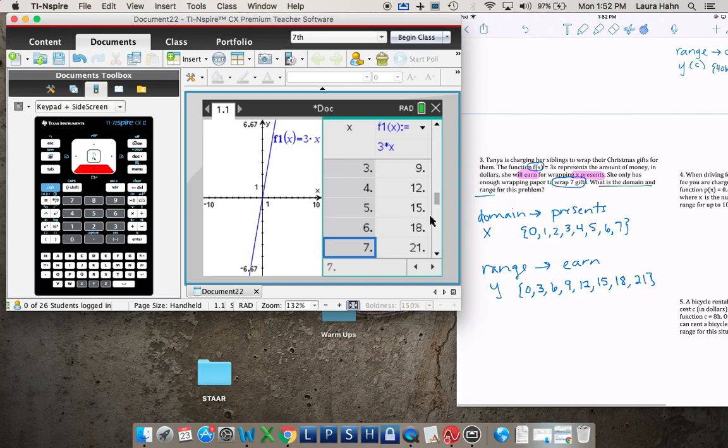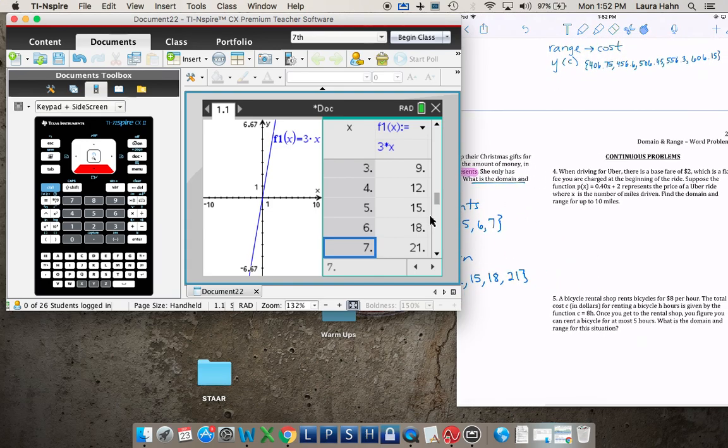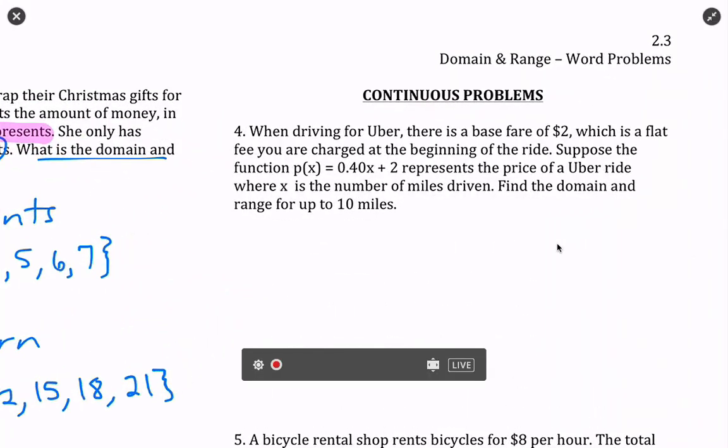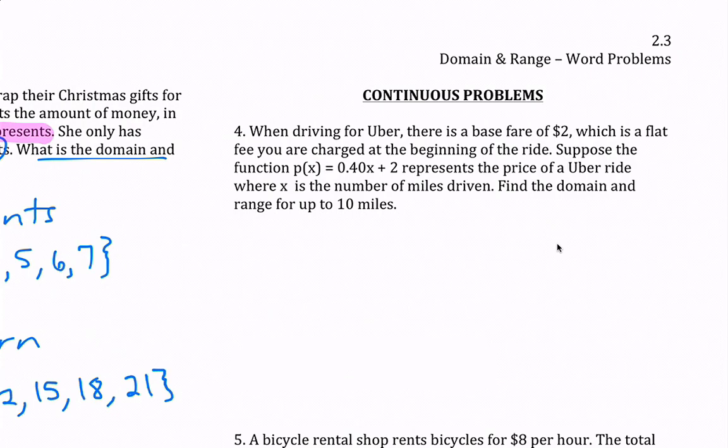All right, now let's jump into some continuous problems. Okay, and I'll explain why they're continuous here in a second. So let's read it first.